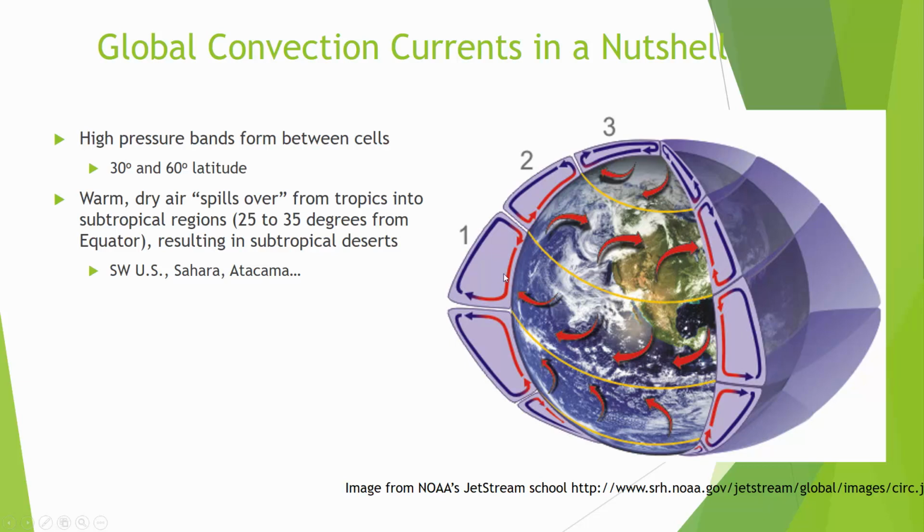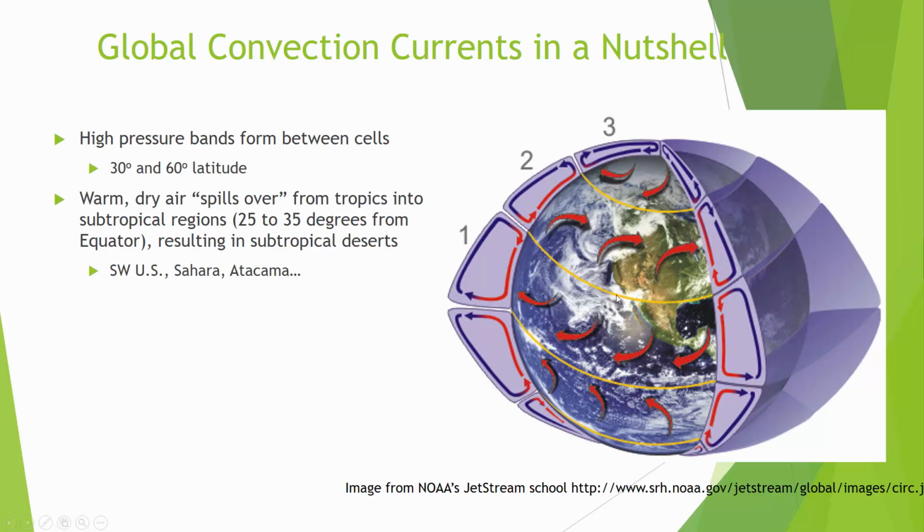The moisture falls out of the air as it travels and cools in the upper atmosphere, and so you're getting a lot of precipitation in the tropics. But then when you get into the subtropical regions, which are around 30 degrees from the equator, we get subtropical deserts. So we see that in the southwestern United States and Mexico.